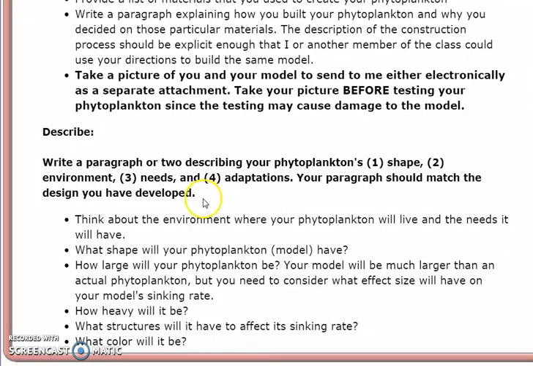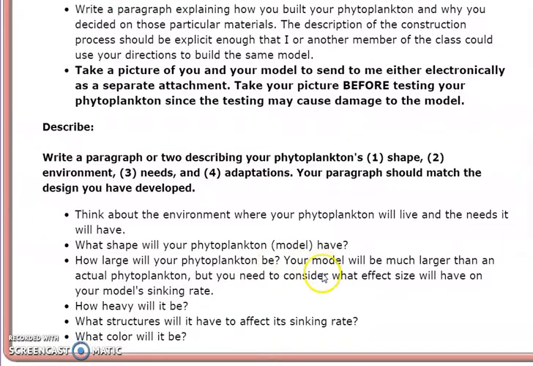You also need to take a picture. You need to take a picture of your phytoplankton or your zooplankton with yourself. So I would go ahead and say, hey, here's my plankton and me, and send that along with your lab report for this one.